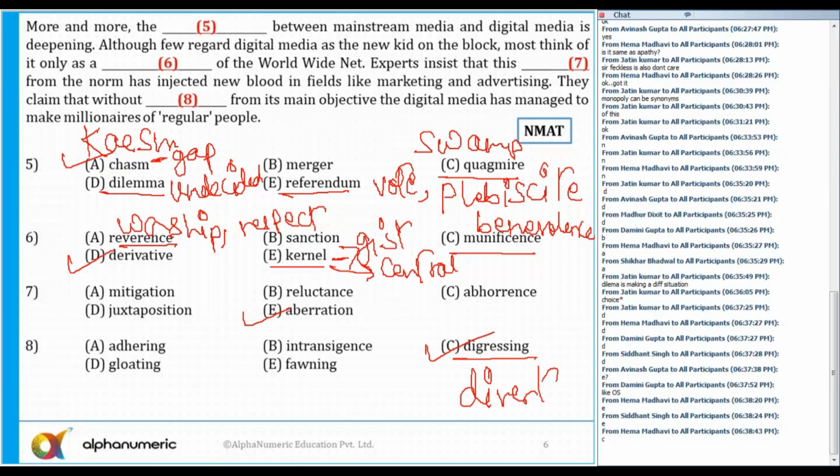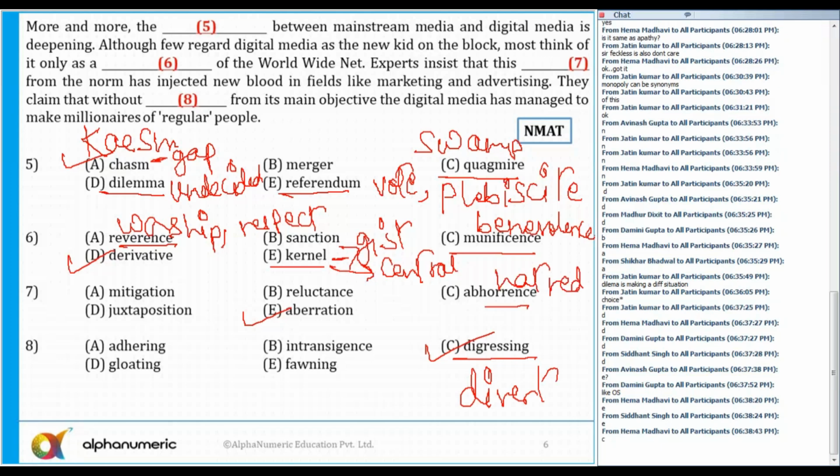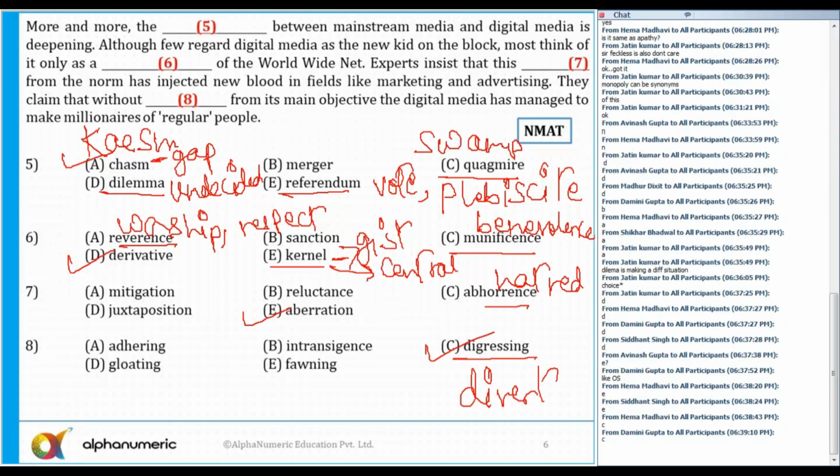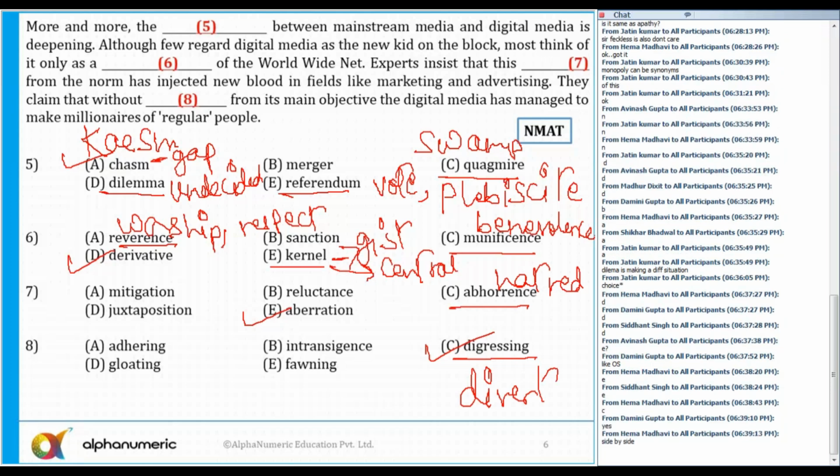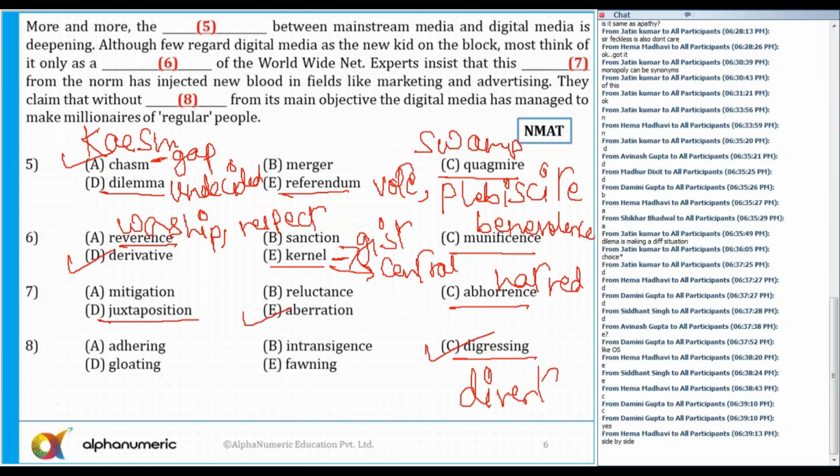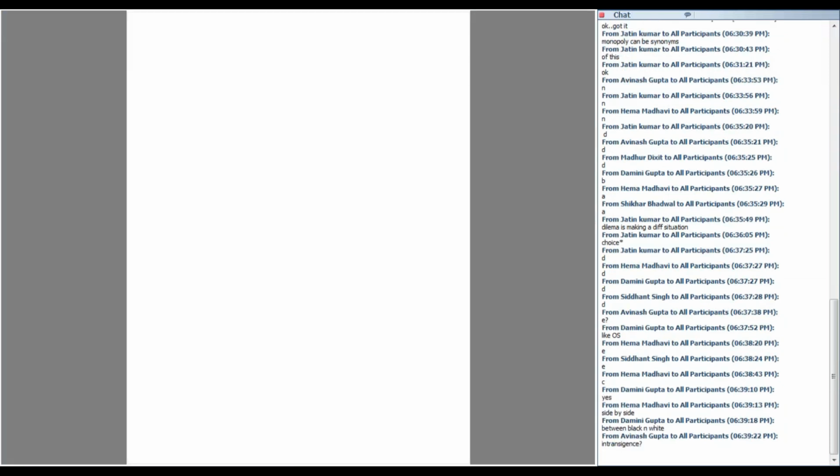Okay, abhorrence, now there are so many words. Abhorrence means hatred. Juxtaposition, you know what is juxtaposition? Juxtaposition means to place side by side for comparison. That is juxtaposition. Now there are some words here which I would like to discuss. So yeah, I'm coming to that.